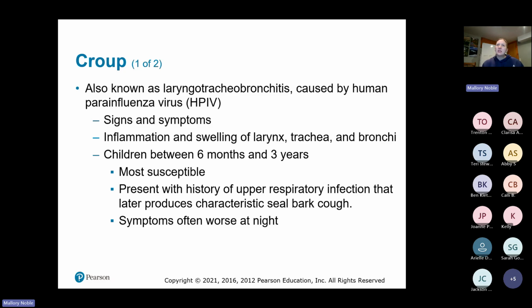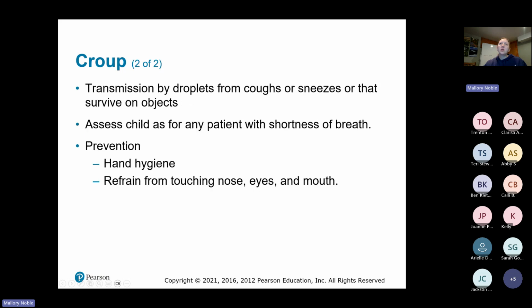Okay. Signs and symptoms: inflammation, swelling of the larynx, trachea, bronchi. Typically, this is going to be in younger kids that are getting this, although adults can't get it is not true, it's just more common in kids, 6 months to 3 years of age. Symptoms often get worse at night. It's transmitted through droplets from coughs and sneezes, or that survive on any objects. We're going to assess the child for any shortness of breath, give oxygen as necessary, and transport. Prevention: good hand hygiene, refraining from touching mouth, eyes, and nose.